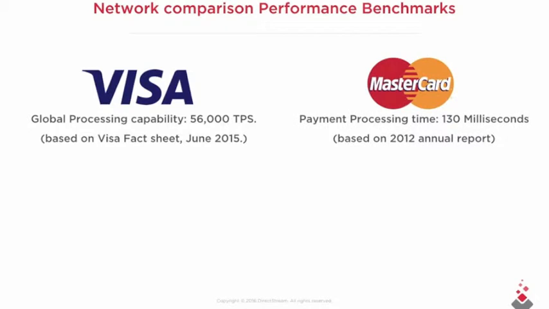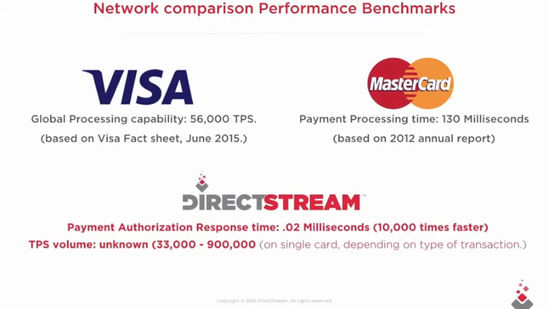MasterCard, on the other hand, prides itself in speed of processing, and they are able to process payments at 130 milliseconds, and this is based on their 2012 annual report. They may have seen some speed increase, but nothing too great over the 2012 report. Directstream, we are able to process authorization on payments in 0.02 milliseconds, or about 20 microseconds. And this equates to approximately 10,000 times faster than the MasterCard time of 130 milliseconds.